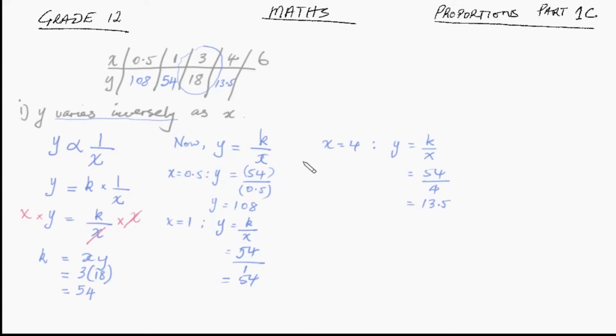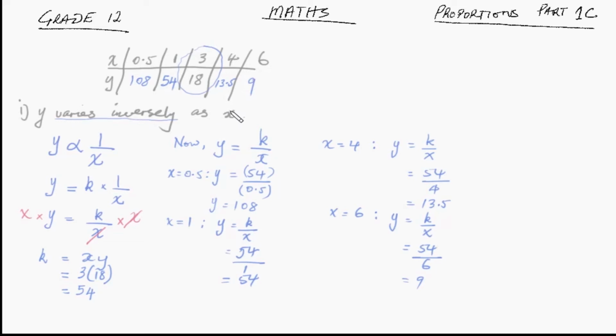Now we are left with when x is 6. So when x equals 6, y will be equal to what? k over x. k is the constant, it's 54 everywhere, divided by x, which is 6 this time. So 54 divided by 6 is how much? It's 9. So that means when x is 6, then y will be 9. That's how you fill this table according to this statement.